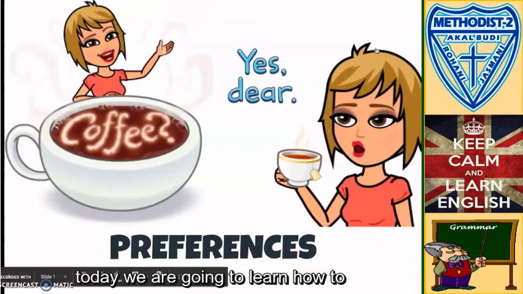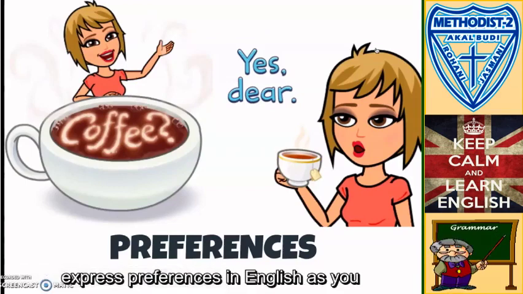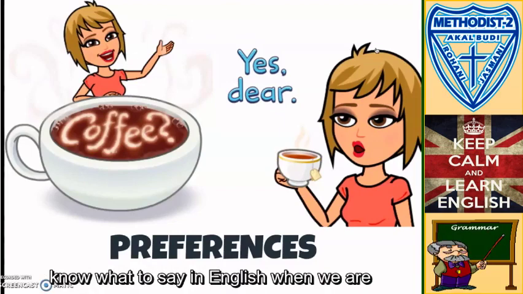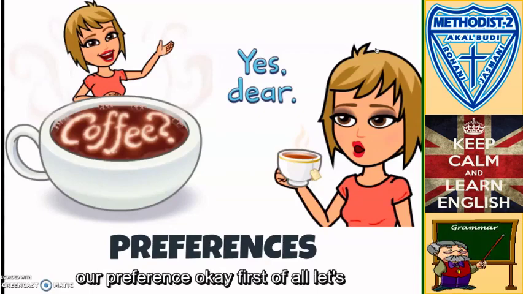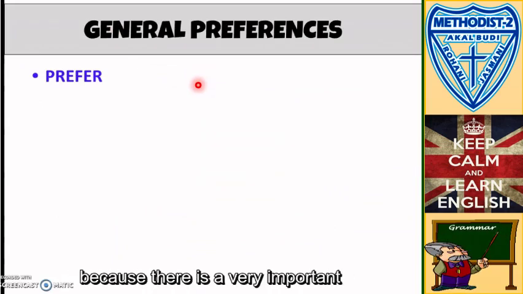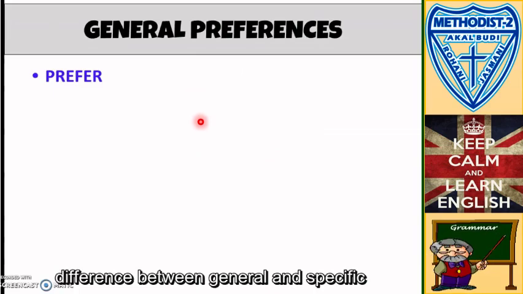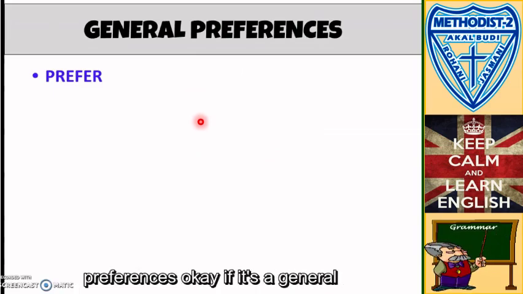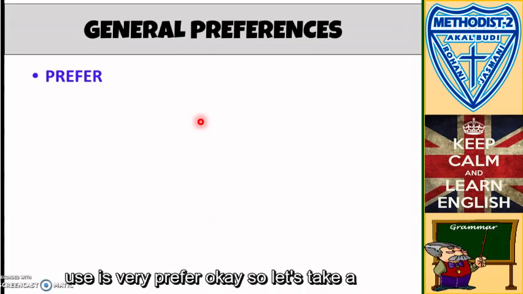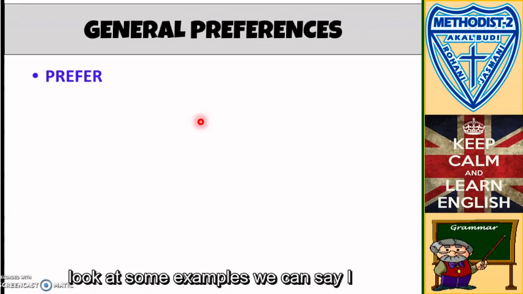Today, we're going to learn how to express preferences in English. As you can see in the picture, it's important to know what to say in English when we are offered something and we need to express our preference. First of all, let's talk about general preferences, because there is a very important difference between general and specific preferences. If it's a general preference, the verb that we tend to use is the verb prefer. So let's take a look at some examples.